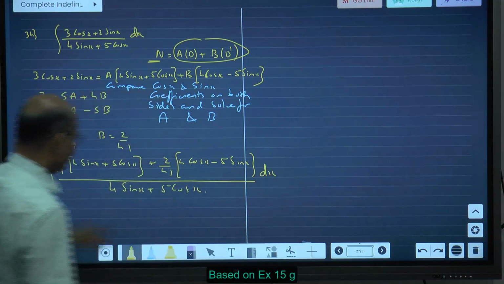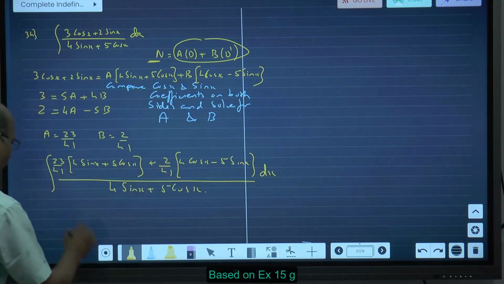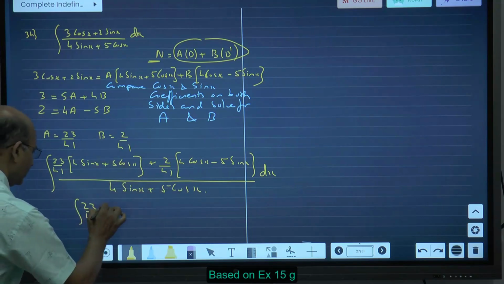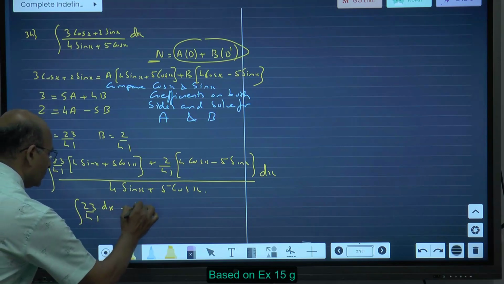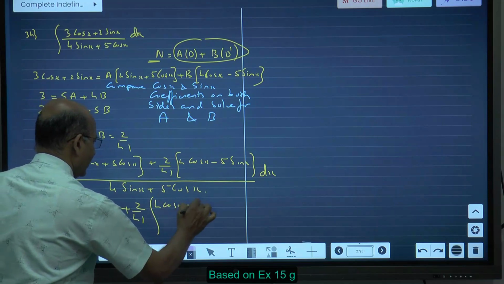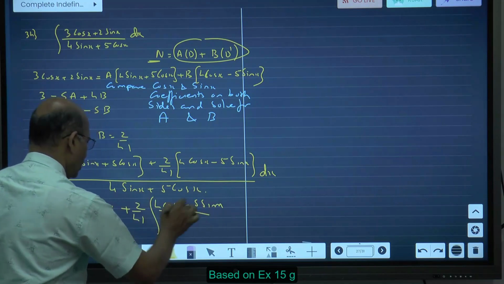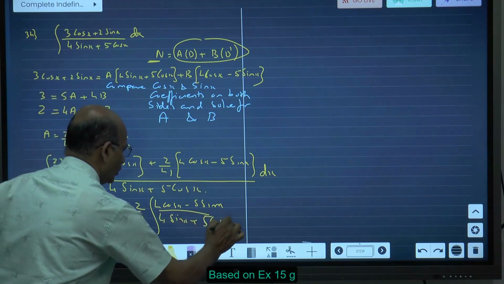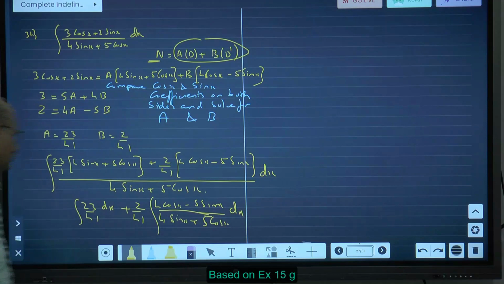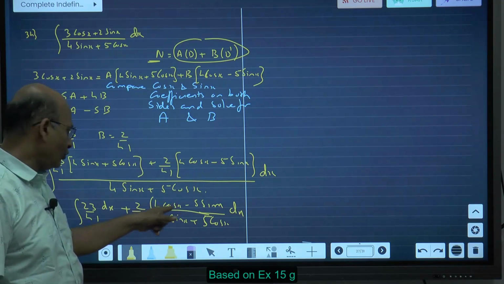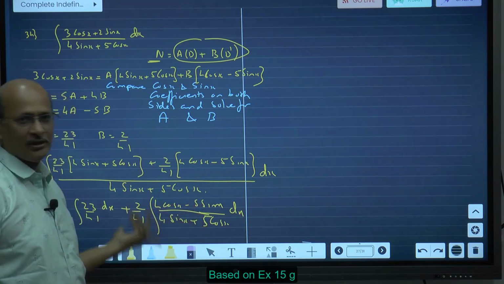It becomes very simple. If I give this to both of them, what will happen now? This will become 23 upon 41, this will cancel and become dx, plus 2 upon 41, this will become (4 cos x minus 5 sin x) upon (4 sin x plus 5 cos x) dx. Job is over. The integral is there, the function is there, the derivative is there, the numerator is the derivative, so put the function as t, my job is over.